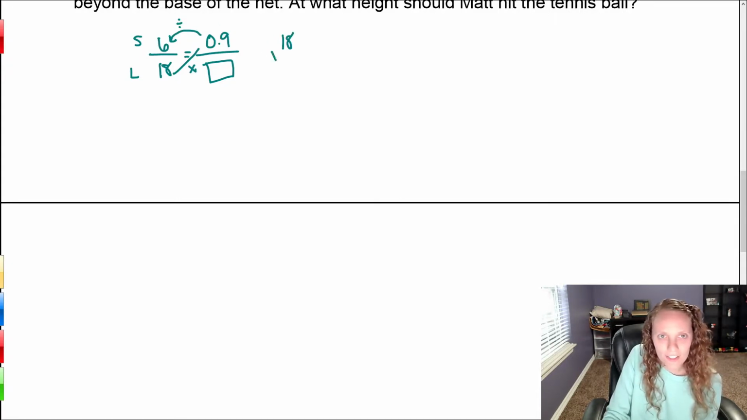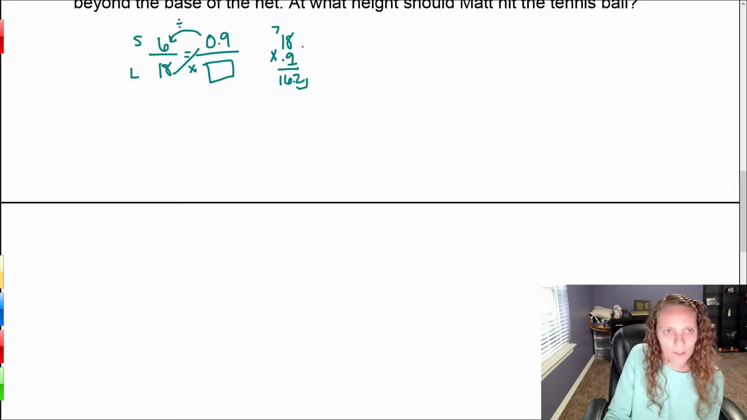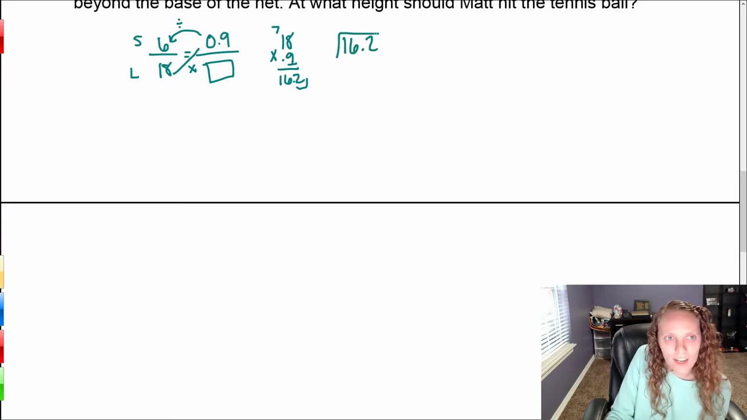So let's go ahead and get started. 18 times 0.9. 8 times 9 is 72. 9 times 1 is 9, plus 7 is 16. There's one number after the decimal, so count over once, and that's 16.2. And now we're going to take 16.2 and divide it by our last number, 6.